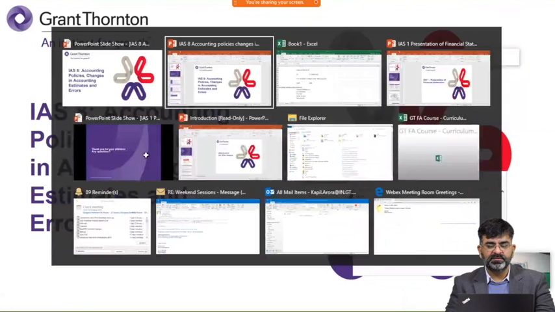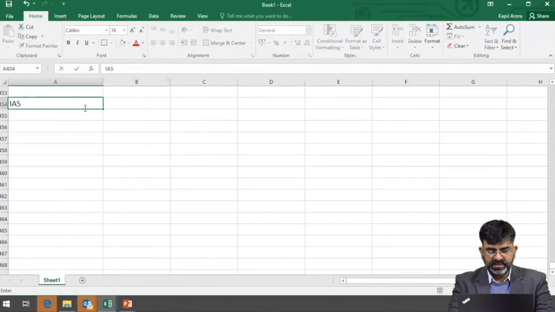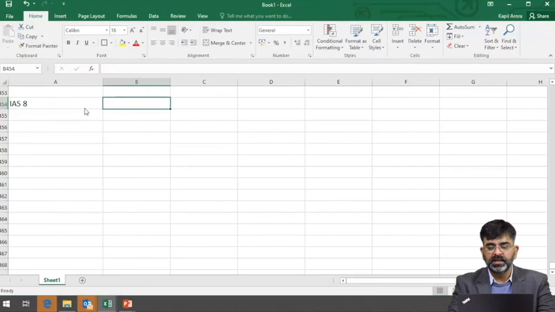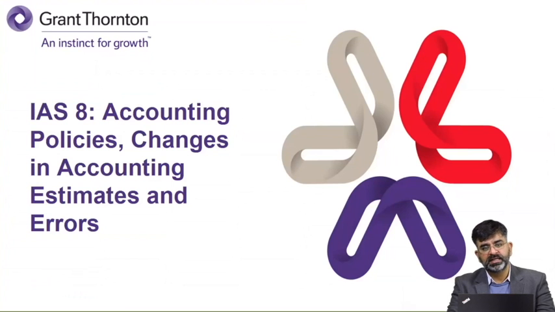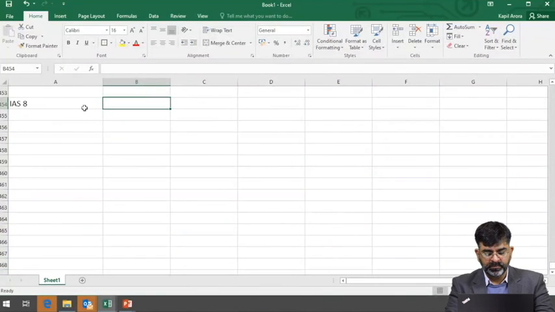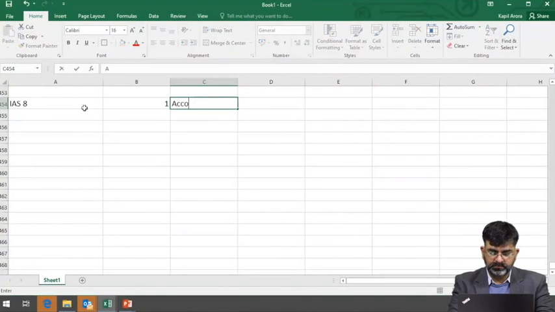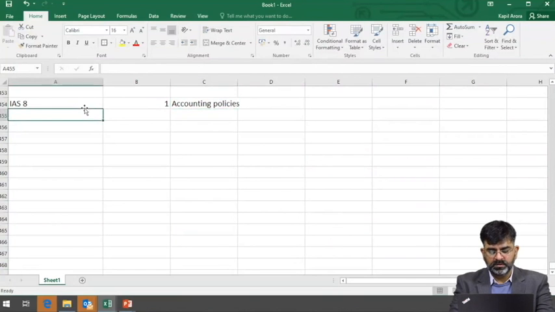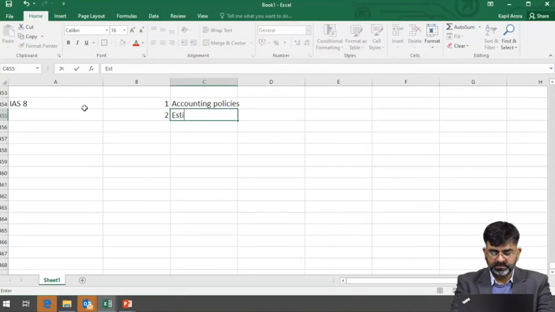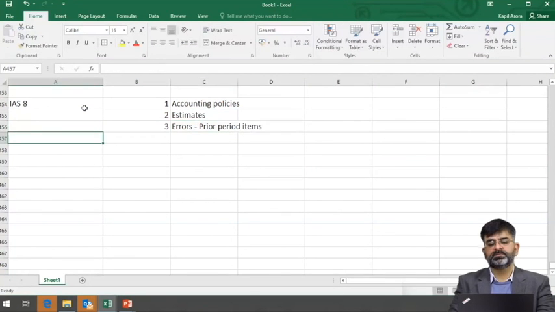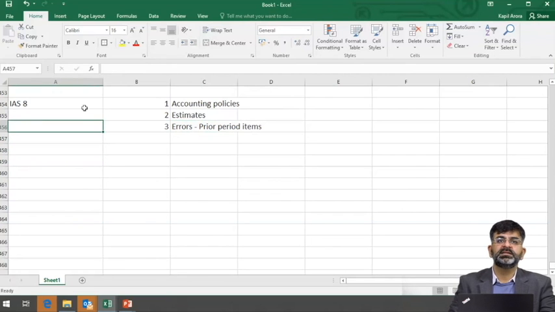The next topic, or the last topic we have for today, is IS 8. The name of the accounting standard is Accounting Policies, Change in Accounting Estimates and Errors. So there are three things in this case. Number one, accounting policies. Number two, estimates. And number three, errors. Now errors, which errors? Prior period items.